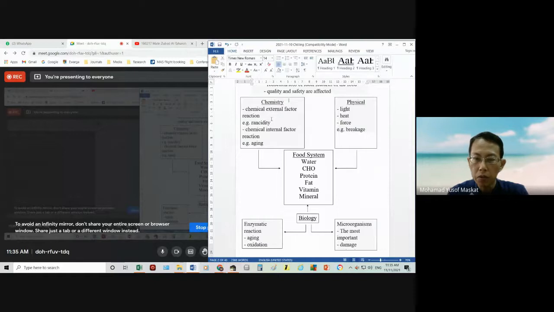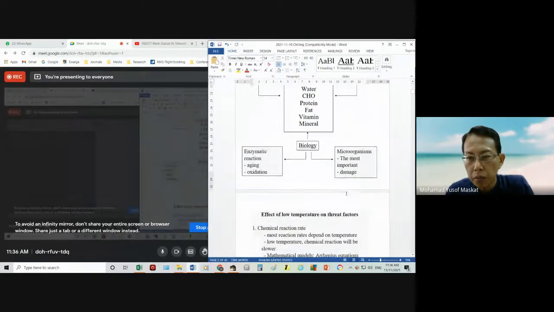Then there is also a chemical internal factor reaction, which happens inside the food product itself. We have discussed it just now. Among the examples is the ripening or aging of fruits, bananas for example. Aging is part of the ripening process, from green in color and hard in texture to yellow in color and soft in texture. So that is chemistry.